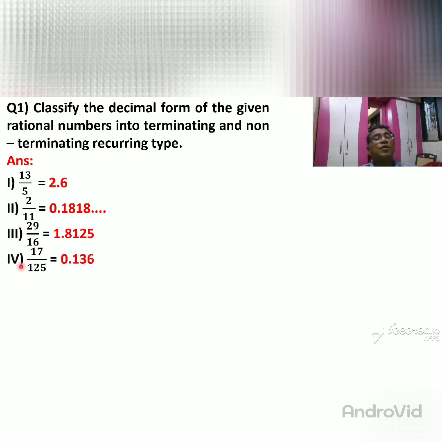Then another problem. Problem number 4: 17 upon 125. So 125 divides into 17. 125 table 17 is not coming. So what can you do?